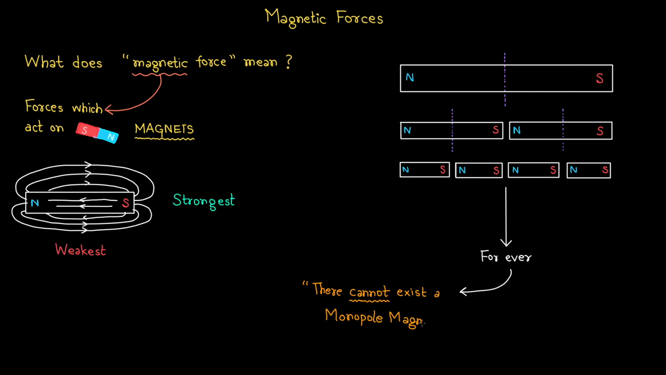So in other words, magnets are always dipolar. So what is a monopole magnet? Well, it's a magnet with only one pole. Pretty simple, because the word mono means one. So you can't have a magnet with one pole. That's basically what it's trying to say.